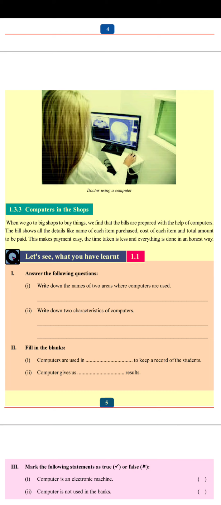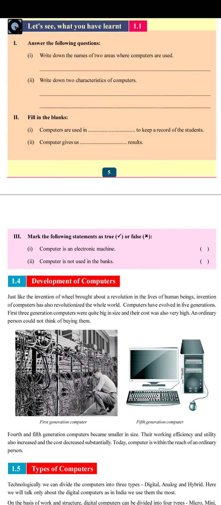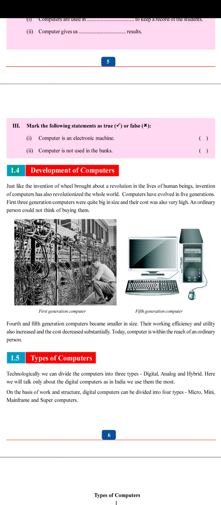Let's see what you have learnt. 1.1 I answer the following questions. I write down the names of 2 areas where computers are used. Write down 2 characteristics of computers. 2. Fill in the blanks. Computers are used in blank to keep a record of the students. Computer gives us blank results.